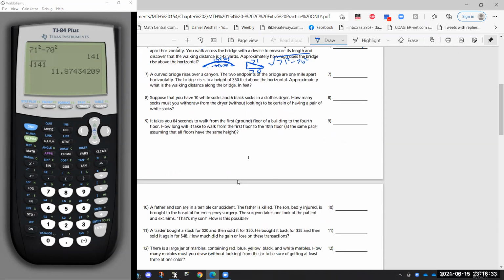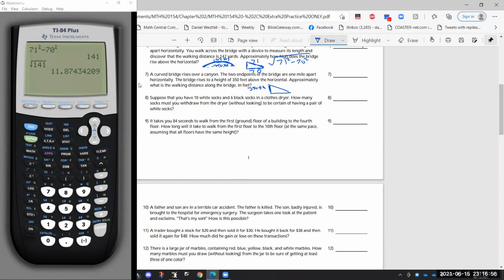Similar question, but different. So they're going to give you the height now. So we're going to just go ahead and set up the triangle. They tell us that this is 350 feet. They tell us that the endpoints are 1 mile apart. So I need to change miles to feet.